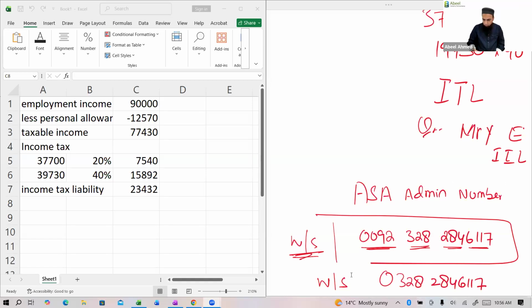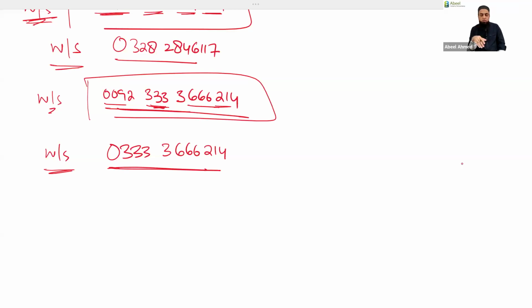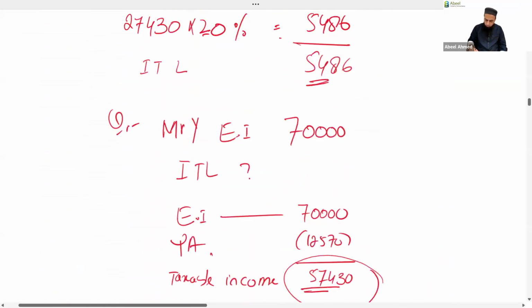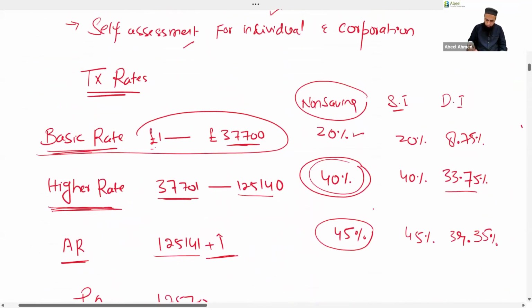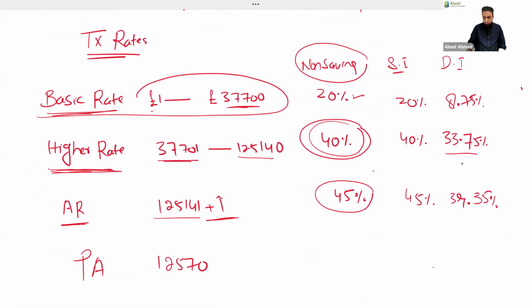Let me share the OneNote with you. Then we are discussing, if someone is having interest income as well, how do we calculate income tax? Before that, just see the tax rates, and these tax rates will be given to you in the exam as well. Non-saving income: basic rate band, the applicable rate is 20%, higher rate 40, additional 45. In case of saving income, interestingly, basic rate band the rate is 20%, higher rate 40, additional 45.